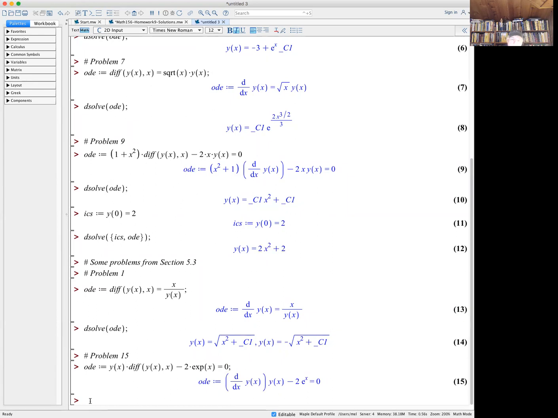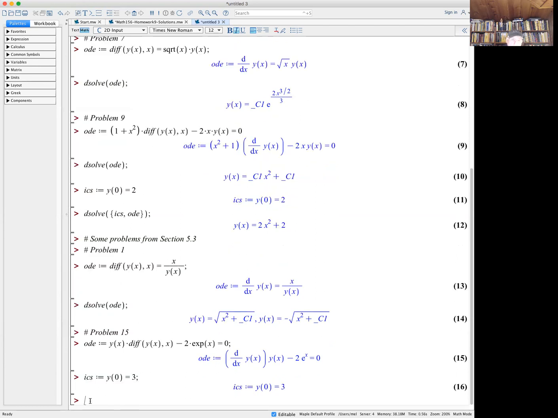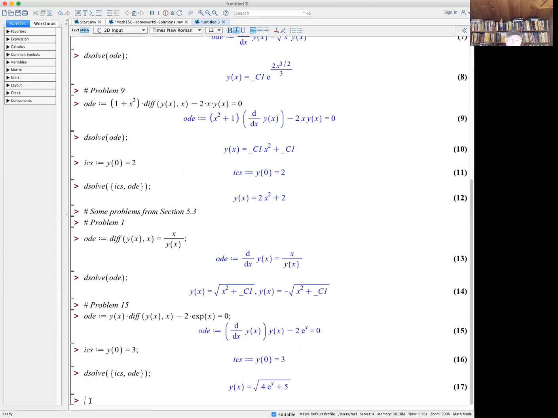Y times dy dx minus 2 e to the x, and then what's the initial condition? The initial condition is that y at 0 is equal to 3. So dsolve, initial condition, ordinary differential equation. That's the answer. You'll notice when x is 0, you get the square root of 4 plus 5, which is 9. Square root of 9 is 3. And you can check by differentiating and multiplying out, just doing the work you have to do, that this is the solution.